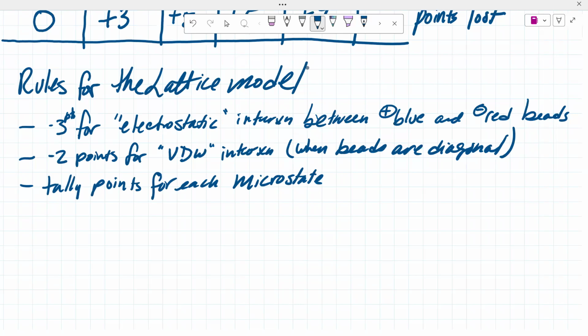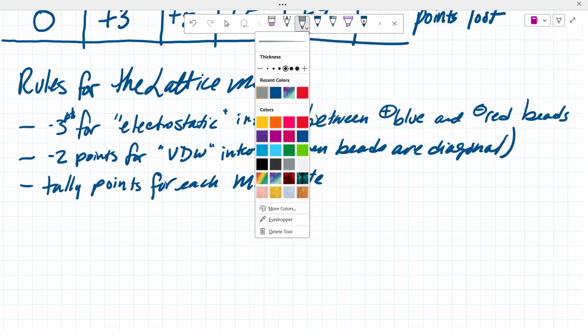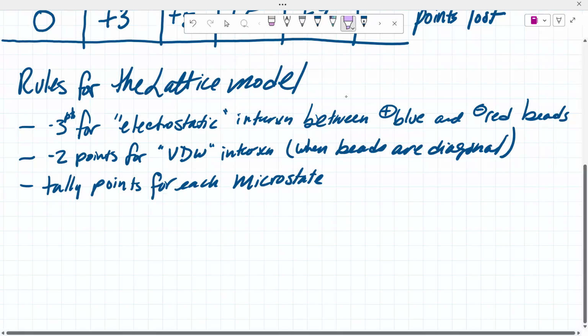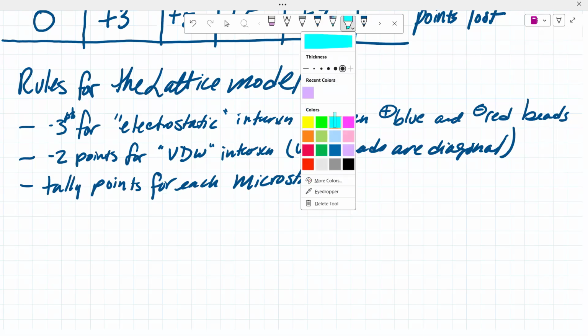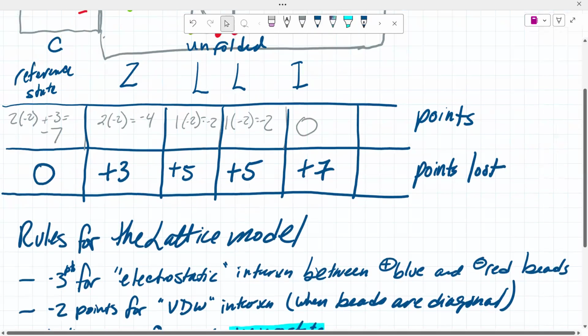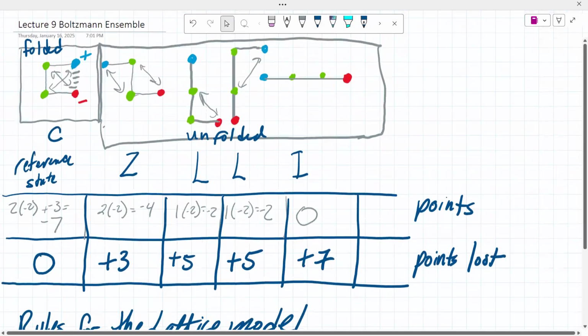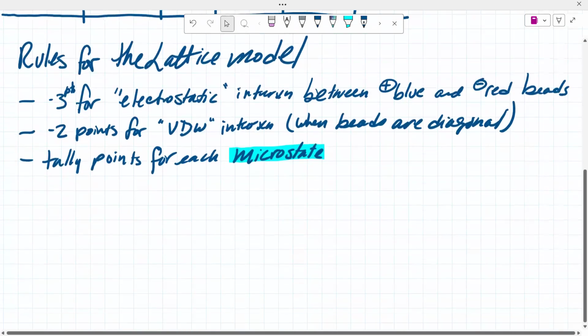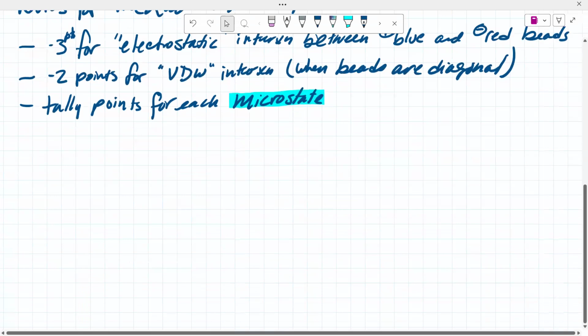Now, this is a nice vocabulary word. What exactly does microstate mean? Well, microstate means those little states that I made for you. It means these different foldings is what we call a microstate. All right, so that's what we mean for that.